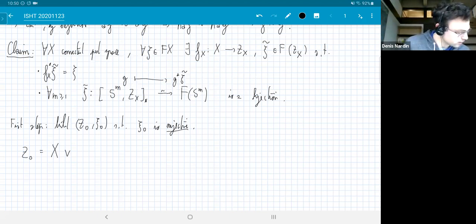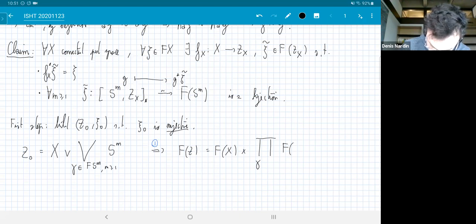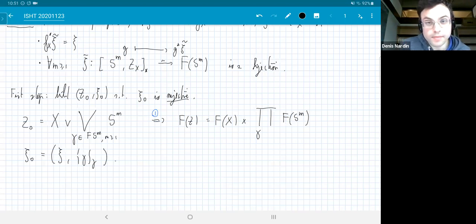And then we want something that hits every class in F of Sn. So for every gamma in F of Sn, n greater or equal than 1, we add an Sn. And so Z0 is X times the product over all these gammas of Sn. And so we take Xi0 to be the class of Xi, comma, all the possible gammas. That's a very silly thing to do on some level, but we add basically one cell to X for each class we want to hit.